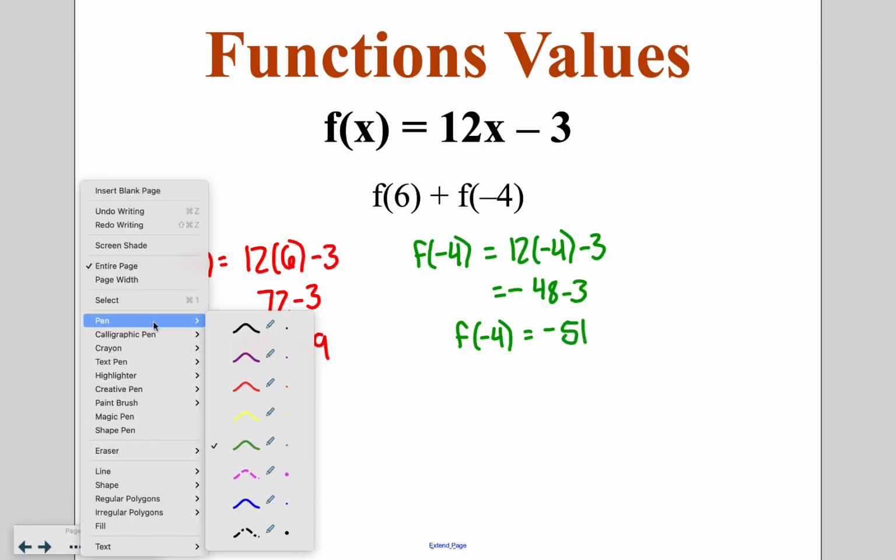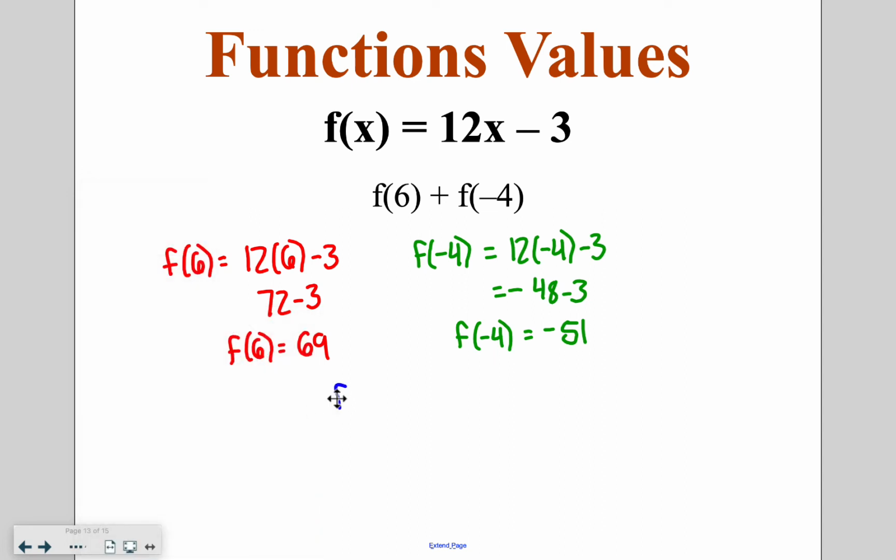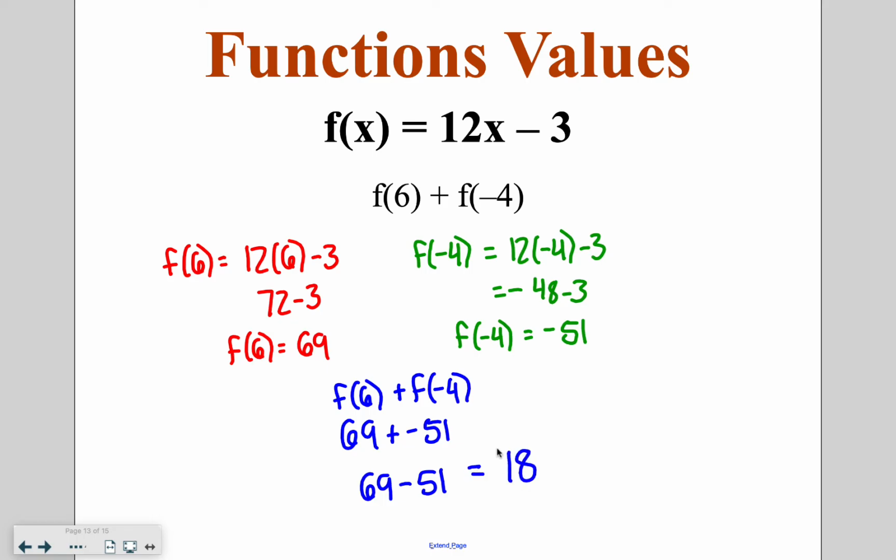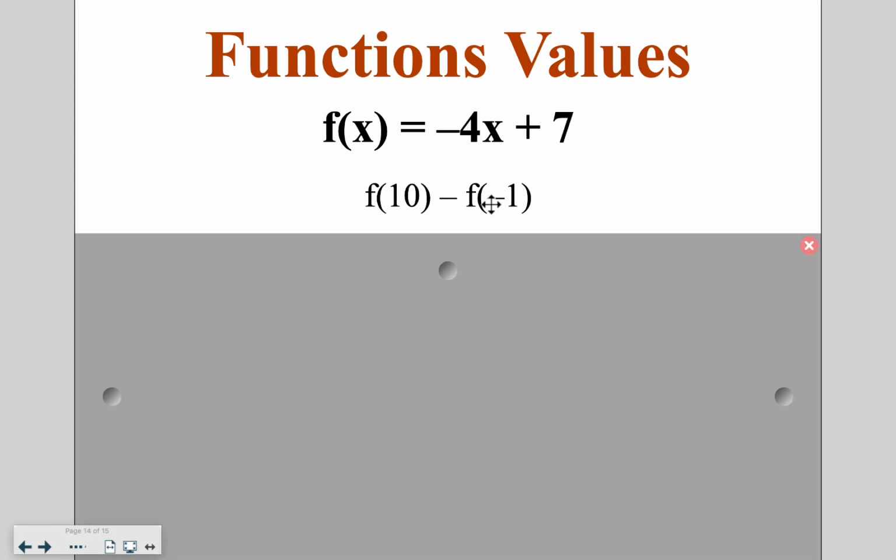Then the final piece it asked us for was function f plugging in 6 plus function f plugging in negative 4. So we can now take our two answers, which is 69 plus the answer to the second part was negative 51. So that means we want to do 69 minus 51, which gives us a final answer to the problem of 18. So if you have to solve multiple pieces, solve each individual piece first and then combine them at the end. Go ahead and try this one on your own.